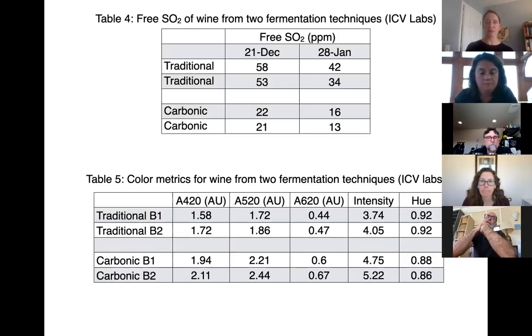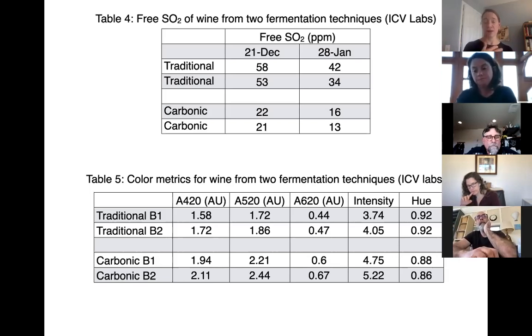I did notice there's this weird thing with the SO2, and I think I just figured out what was going on there. We did see that the carbonic seemed to have less free sulfur than the traditional did. I didn't really know exactly why, but then I looked back at the protocol and I realized that the traditional fermentation got SO2 because that's part of Kirsty's normal protocol. So the traditional one got SO2 at crush, whereas the carbonic didn't, because that SO2 could be causing some of the breakdown in the skins.